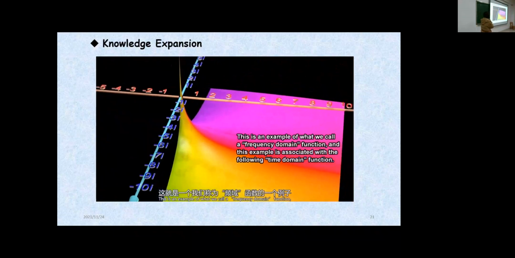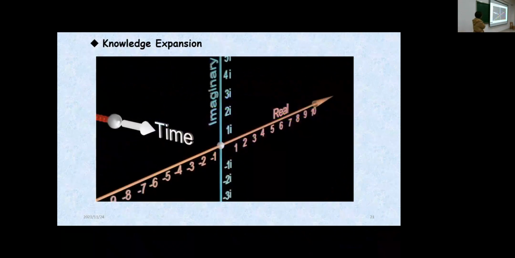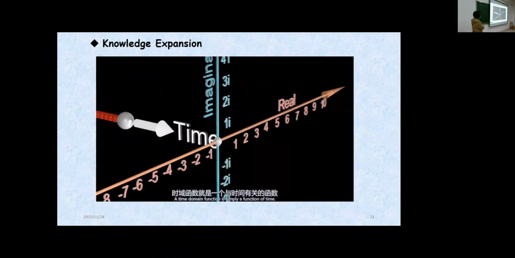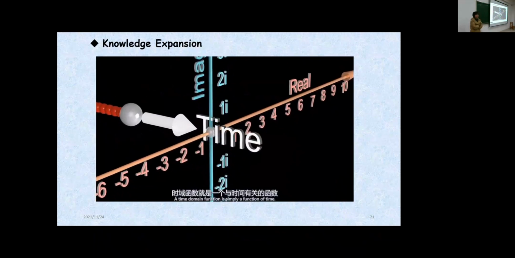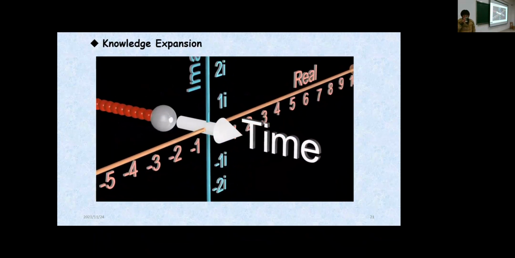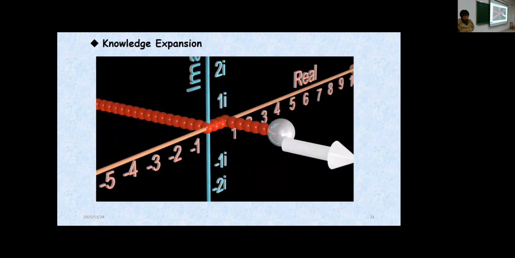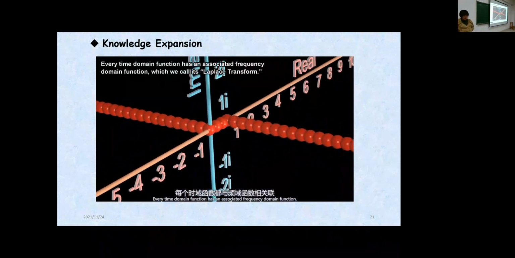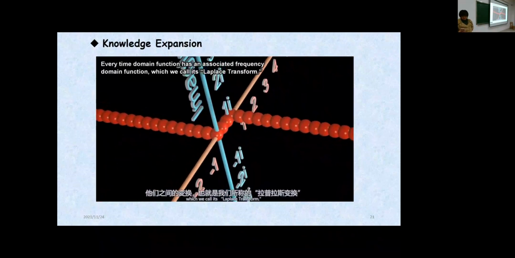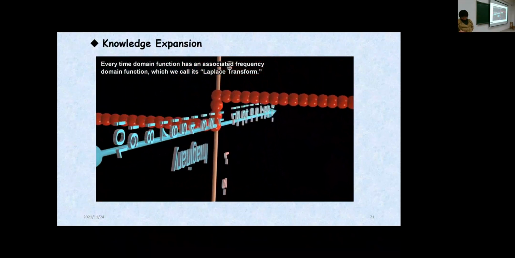This is an example of what we call a frequency domain function. And this example is associated with the following time domain function. A time domain function is simply a function of time. Every time domain function has an associated frequency domain function, which we call its Laplace transform.